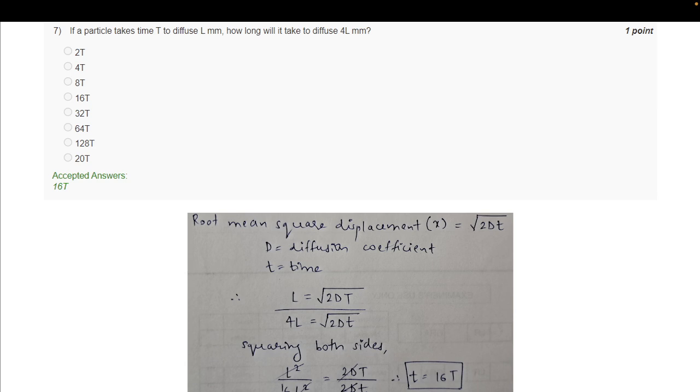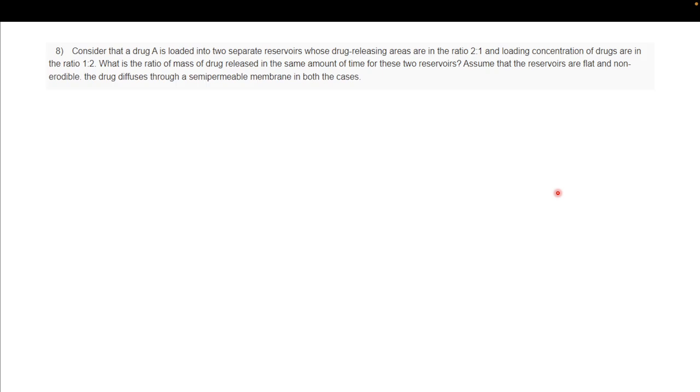Okay, let's look at the next question. Next is, consider that a drug A is loaded into two separate reservoirs whose drug releasing areas are in the ratio 2:1, and the loading concentrations of the drugs are in the ratio 1:2. What is the ratio of mass of drug released in the same amount of time for these two reservoirs? We have to assume that the reservoirs are flat and non-erodible. The drug diffuses through a semi-permeable membrane in both cases.